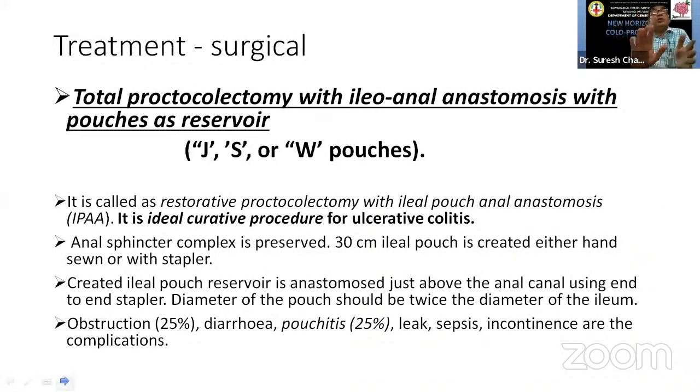This one is called restorative. So you have to create the pouch. Very important: the anal sphincter, yes, you have to try to preserve. Anal anastomosis is very good physiologically, but earlier you could not preserve it; nowadays you can preserve it.